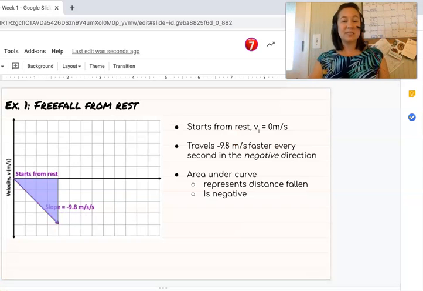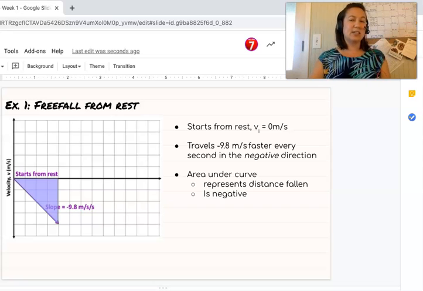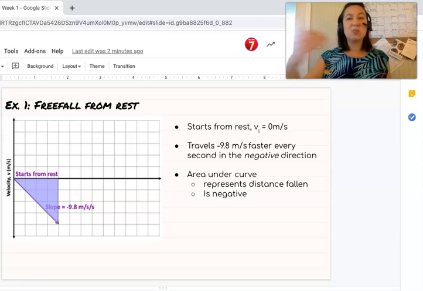Things you should know about this type of free fall is that it starts from rest. It travels 9.8 meters per second faster every second in the negative direction. And then that blue triangle, the area under the curve, represents the distance fallen. Since that area under the curve is below the x-axis, it is a negative distance, a negative displacement, meaning you end up lower in height than where you started.